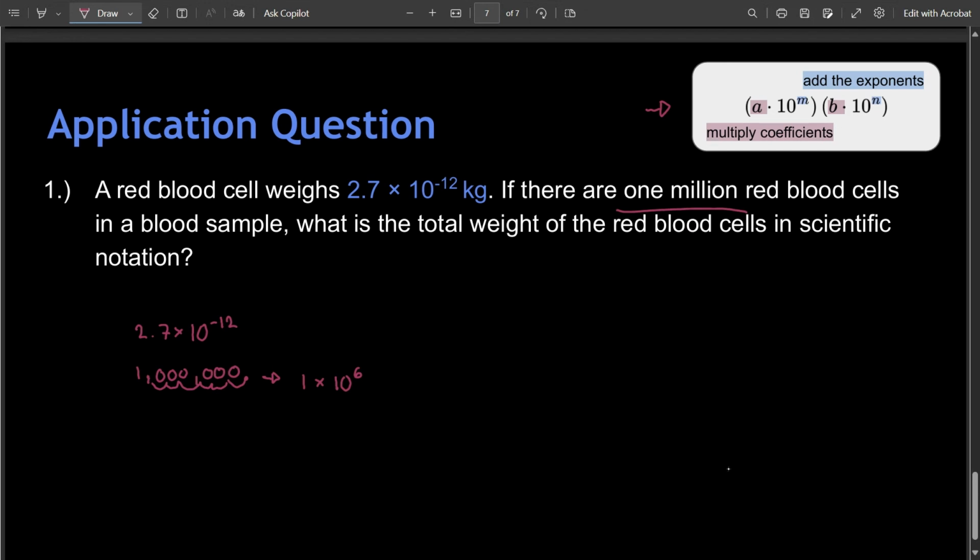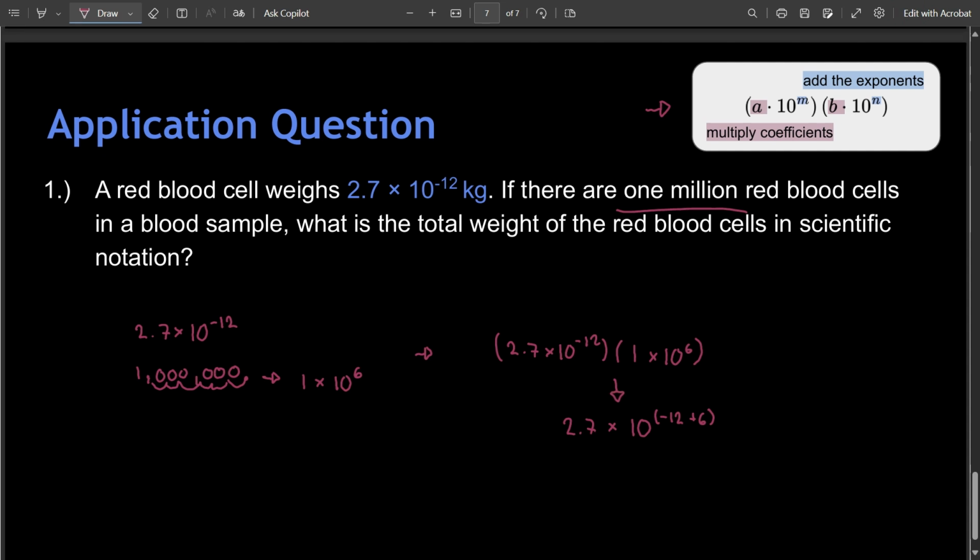So let's rewrite it. 2.7 times 10 to the power of negative 12 times 1 times 10 to the power of 6. So let's multiply the coefficients. So 2.7 times 1 is just 2.7. And then the tens, so times 10. And now we need to add the exponents. So negative 12 plus 6, like this.